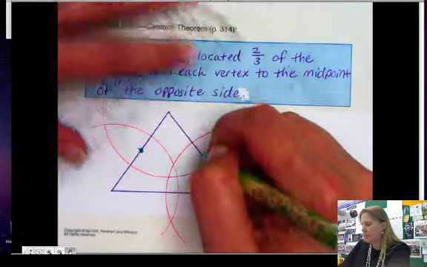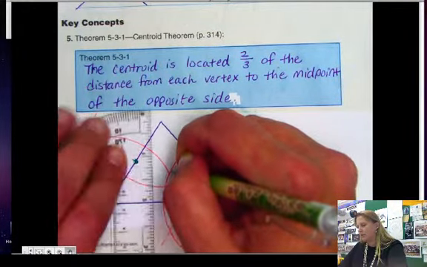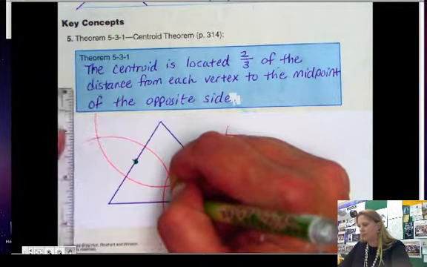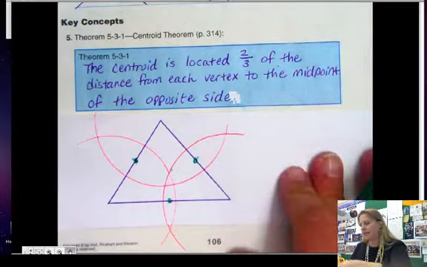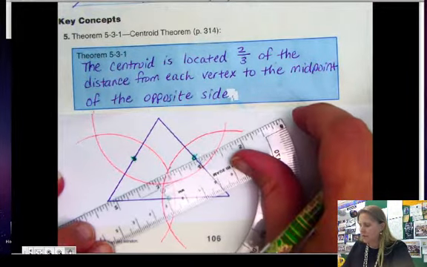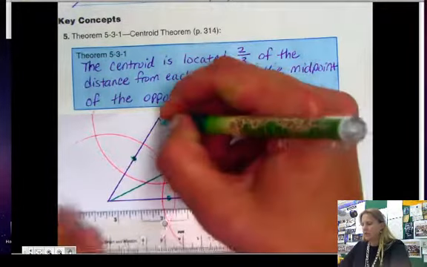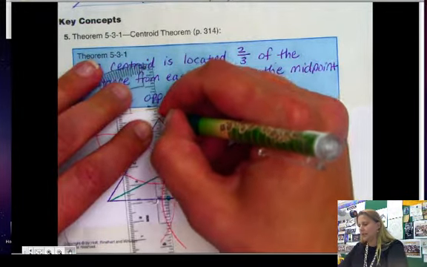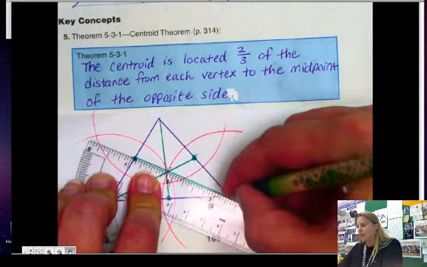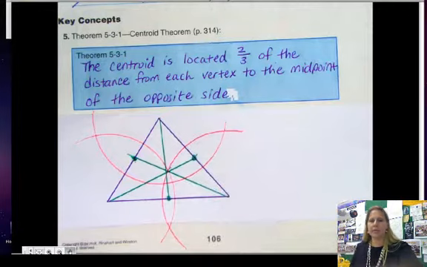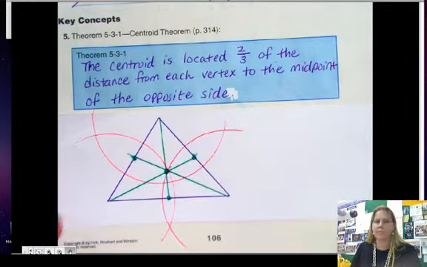And here's a midpoint here. And my last midpoint is right there. Okay, so now I'm going to go from that midpoint to the opposite vertex. So here's one centroid. Here's the next centroid. And here's the last centroid. And as you can see, they all meet in the same spot. This is the point of concurrency where the centroids meet.